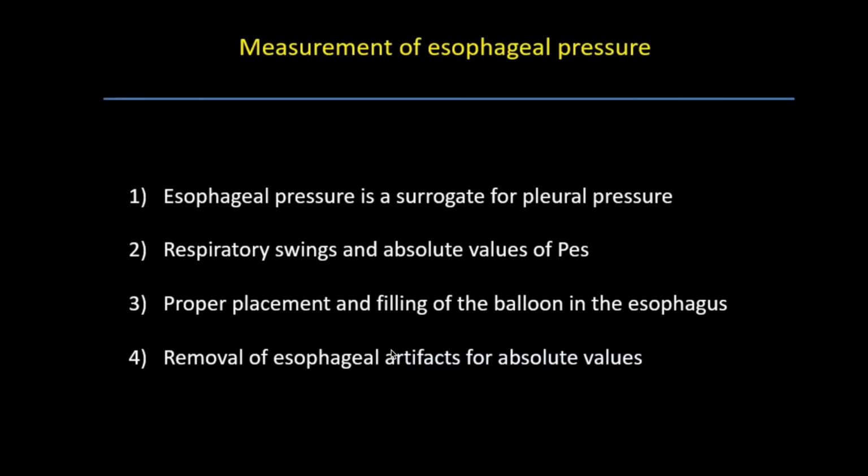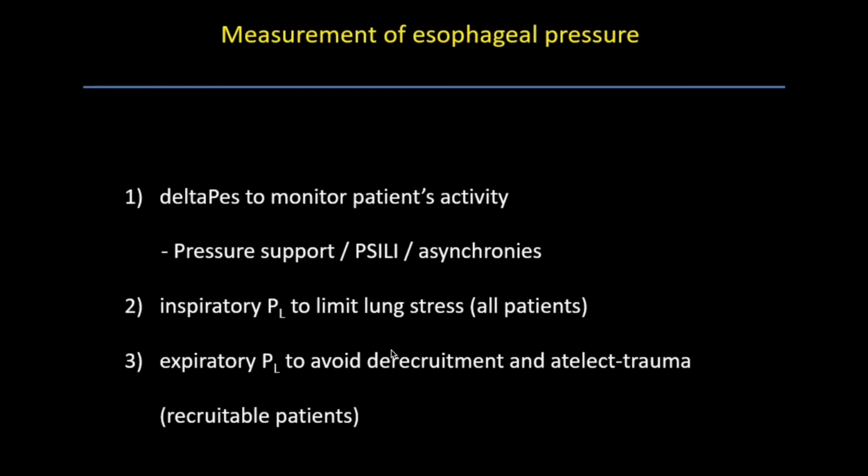So to summarize, the measurement of esophageal pressure is a surrogate for measuring the pleural pressure. Respiratory swings and absolute values of esophageal pressures can be used, but they are not always valid, and they usually work well when the lung is non-distendable. Proper placement and filling of the balloon in the esophagus is very, very important. And we must know how to remove the esophageal artifacts for the absolute values, like the formula we just learned.